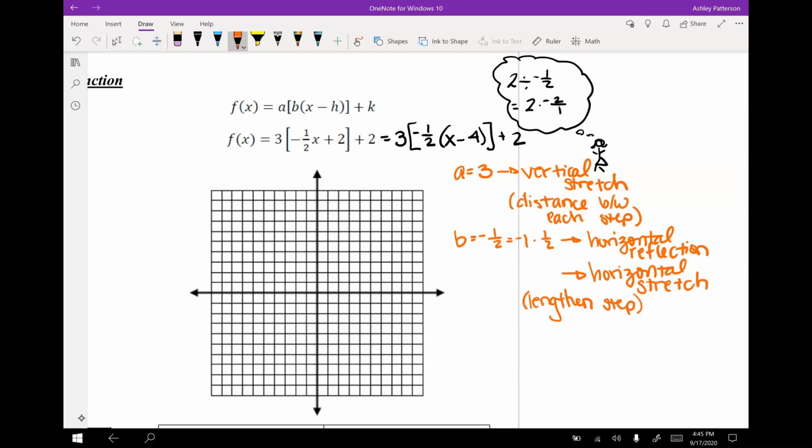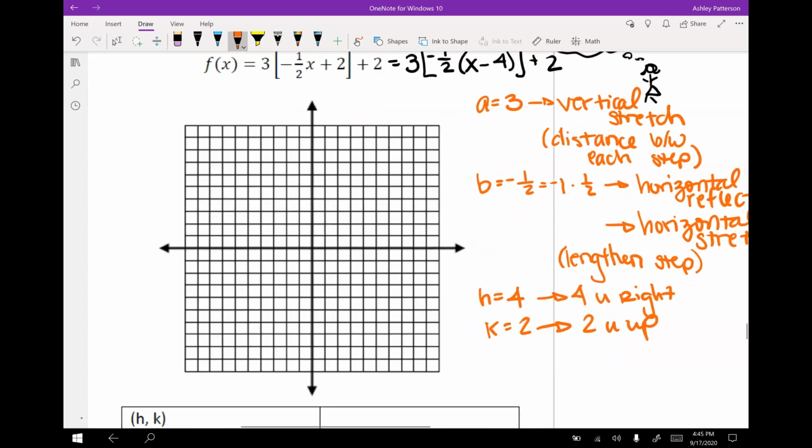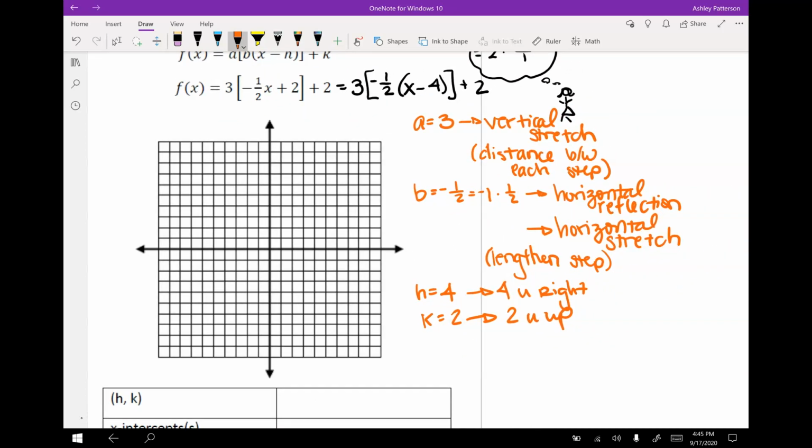And we're going to reflect. Now, H is 4. Remember, we always take the opposite sign for the H. So we go 4 units right. And then K is 2, which means we go 2 units up. Okay, normally we start at 0, 0, but since we have an H and a K, and I'm going to make this a little bit wider, we are going to shift over 1, 2, 3, 4, and up 1, 2 units. Okay, our step length, that's the next thing you want to address.